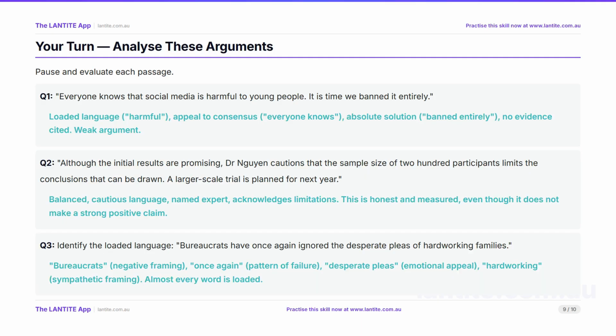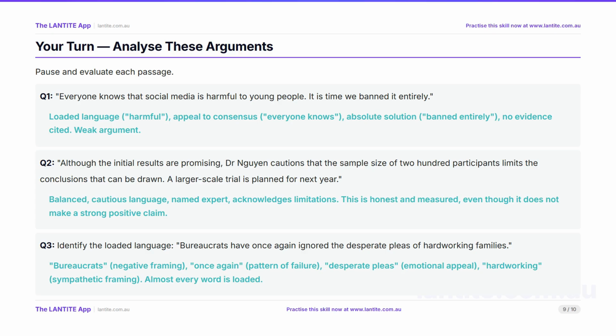Your turn. Pause and evaluate each passage. Question 1. Everyone knows that social media is harmful to young people, and we should ban it entirely. This uses an appeal to consensus with everyone knows, loaded language with harmful, and proposes an absolute solution with banned entirely. No evidence is cited at all. This is a weak argument on every count.